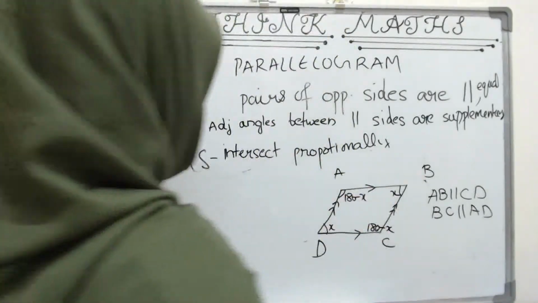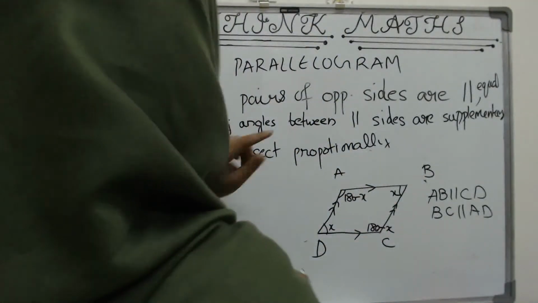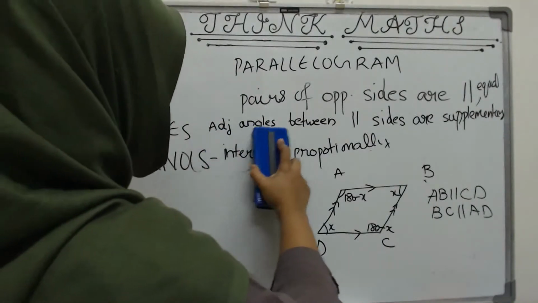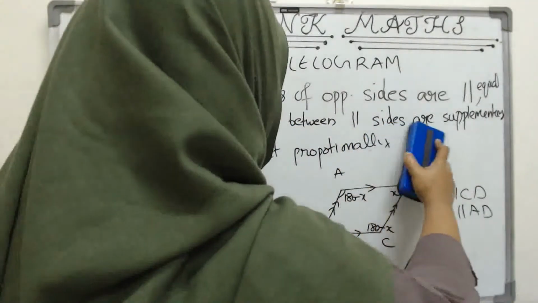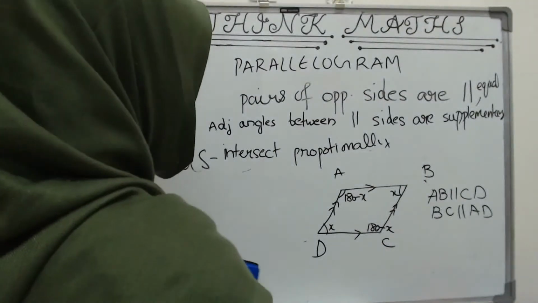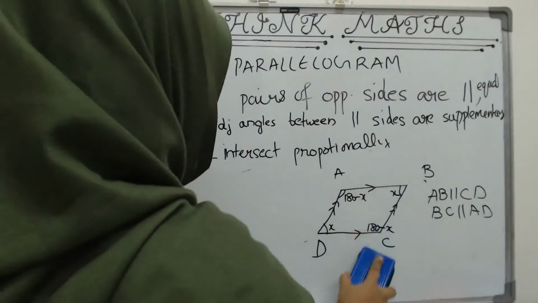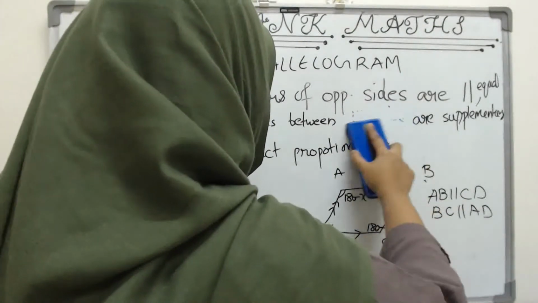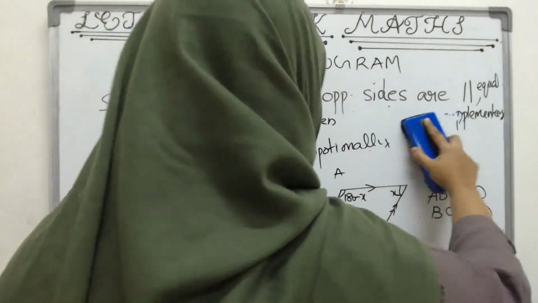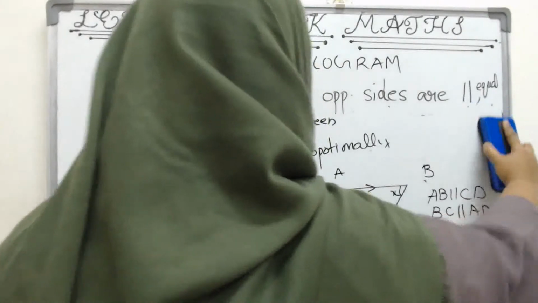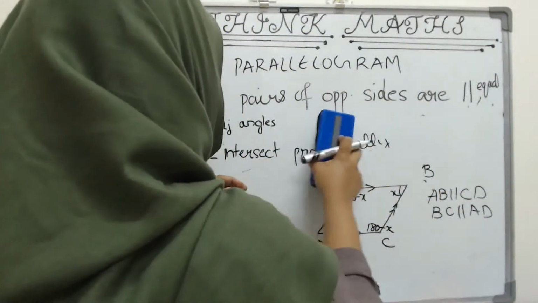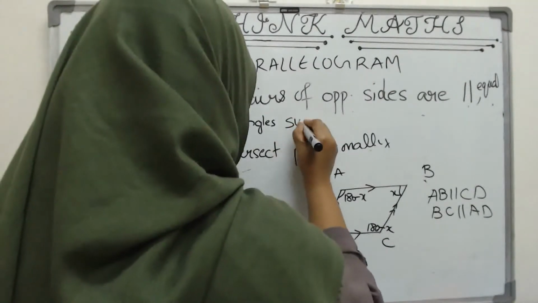So you see what has happened here? In the trapezium, what did you study? You studied the adjacent angles between parallel sides. But here there is no such thing. These two are parallel and these two are parallel. That means all adjacent angles are supplementary, not just the ones between one pair. All adjacent angles are supplementary.